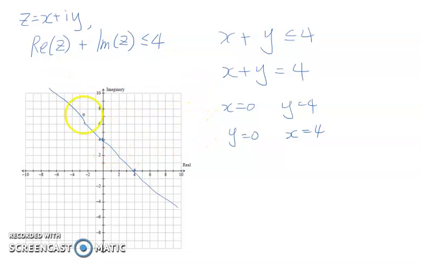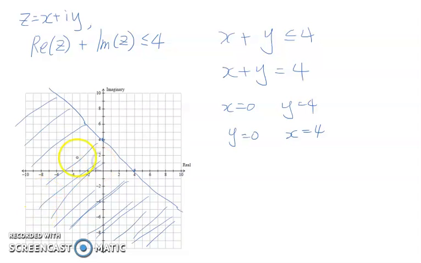Now, this straight line represents x plus y equal to 4. However, we also have less than 4. So what that means is it's going to be covering all the regions on the left-hand side of this straight line. And therefore, all this region represents the loci with this condition.